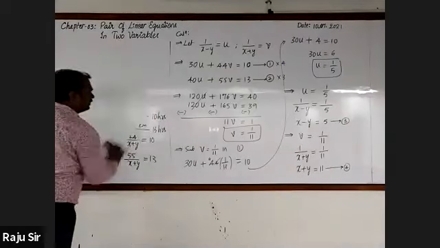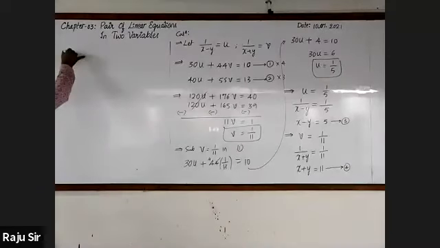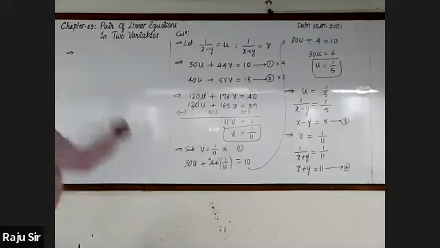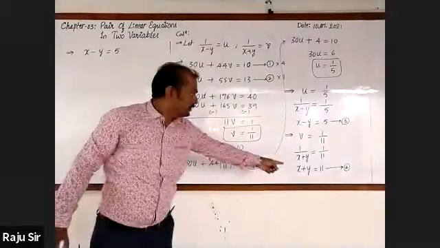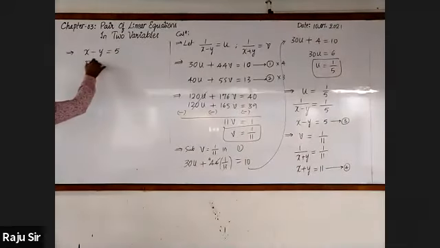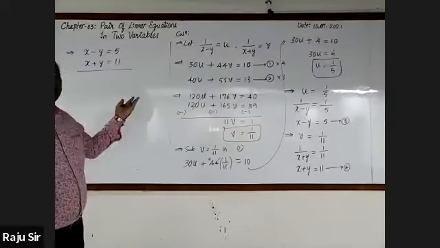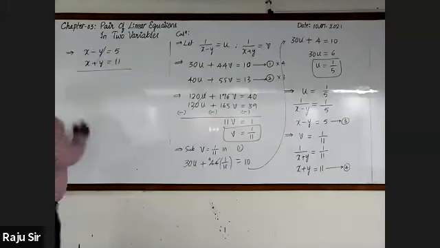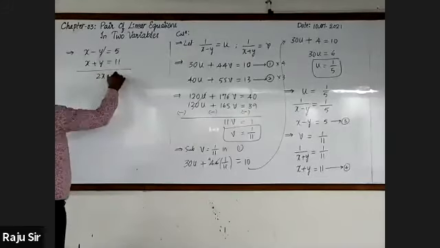Let us go for solving equations 3 and 4. Equation 3 is x minus y equal to 5. Equation 4 is x plus y equal to 11. So you don't need to multiply these equations, and also no need to change the sign. Here minus y plus y get cancelled. 2x is equal to 16, so x is equal to 8. Very good. x is equal to 8.